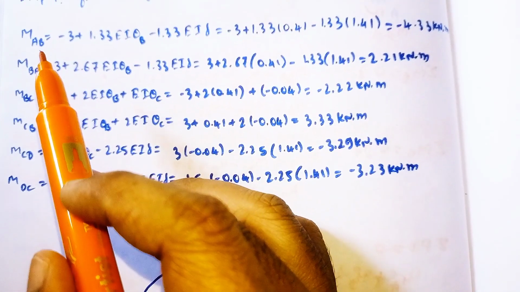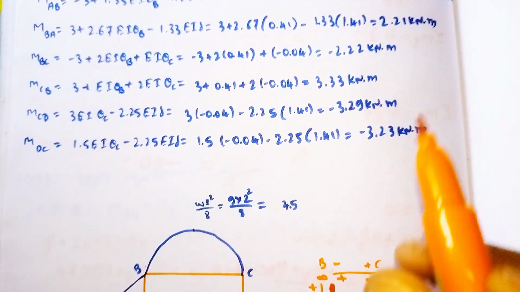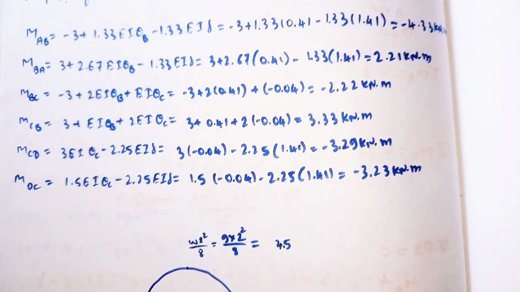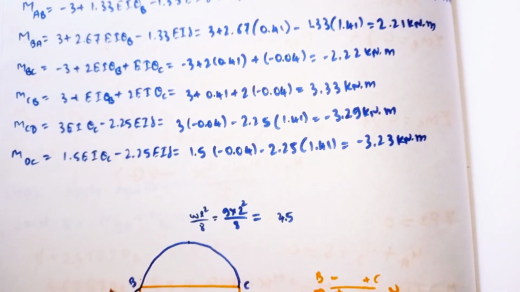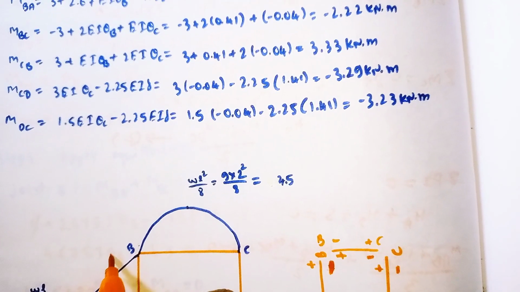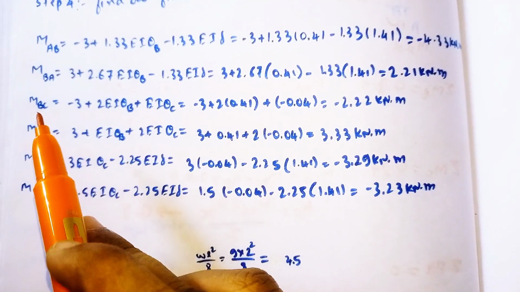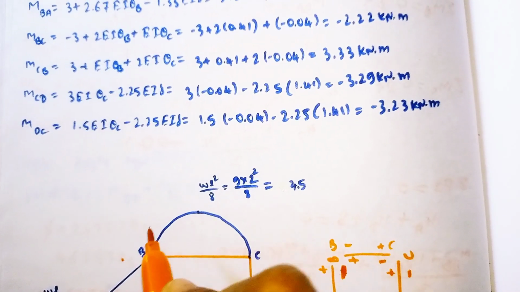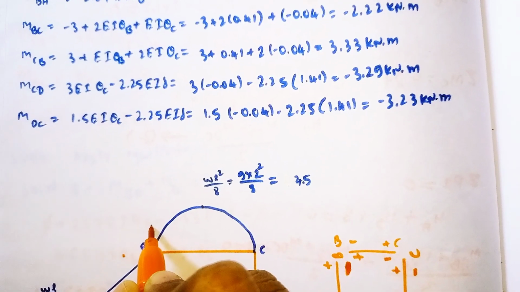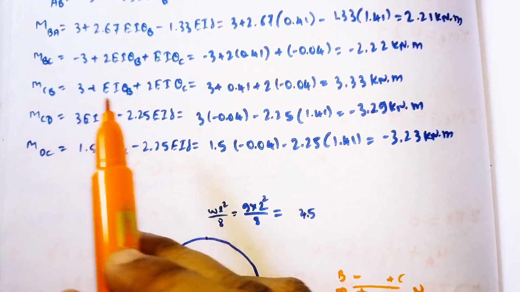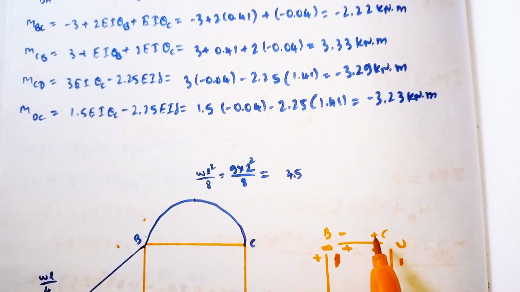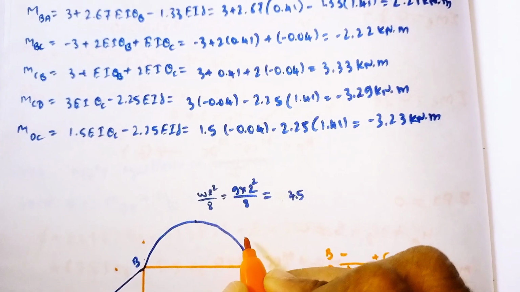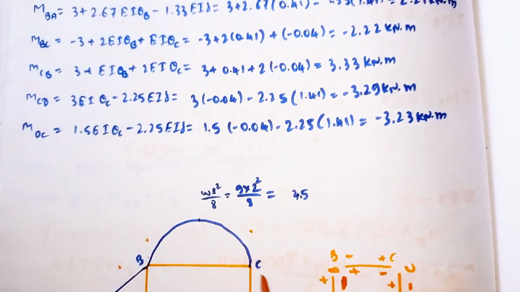And similarly our MBA, here first point is B, at point B 2.21. At point B a positive value comes above the neutral axis, so 2.21 comes here, above the neutral axis. Similarly MBC, here first point is B, here minus 2.22. At point B a negative value is coming above the neutral axis, so it comes here. And similarly for MCB, the value is 3.33. It is positive at point C. The positive value comes above the neutral axis, so 3.33 comes here.